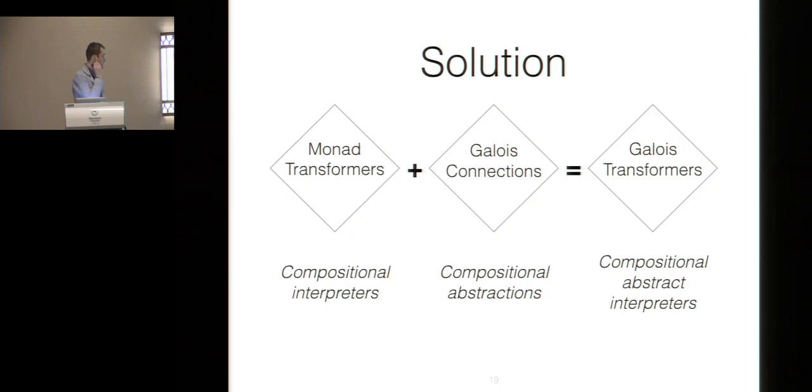To solve these problems, we formed a marriage between two previously known concepts. One is Monadic Transformers, which are tools for building compositional interpreters. The other is Galois Connections, and those are tools for building compositional abstractions for abstract interpreters. You put these together, and you get a nice tool set for building compositional abstract interpreters.